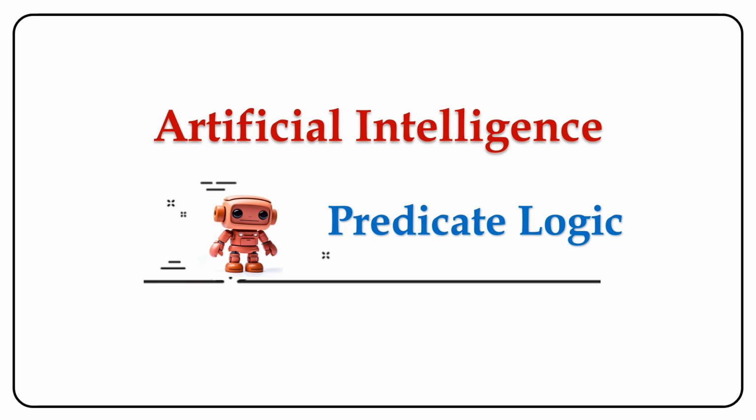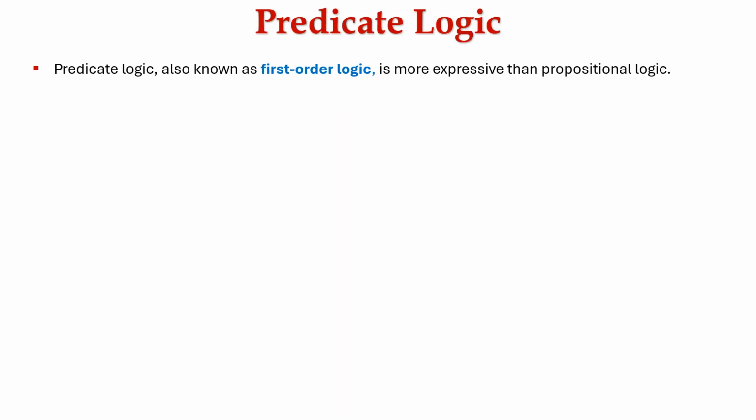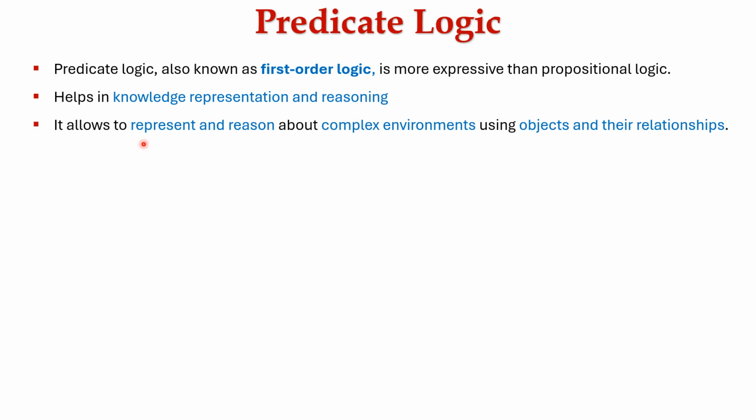In this session, let's learn about predicate logic. Predicate logic is also known as first order logic. It is more expressive than propositional logic. It helps in knowledge representation and reasoning. It allows us to represent and reason about a complex environment using objects and their relationships.